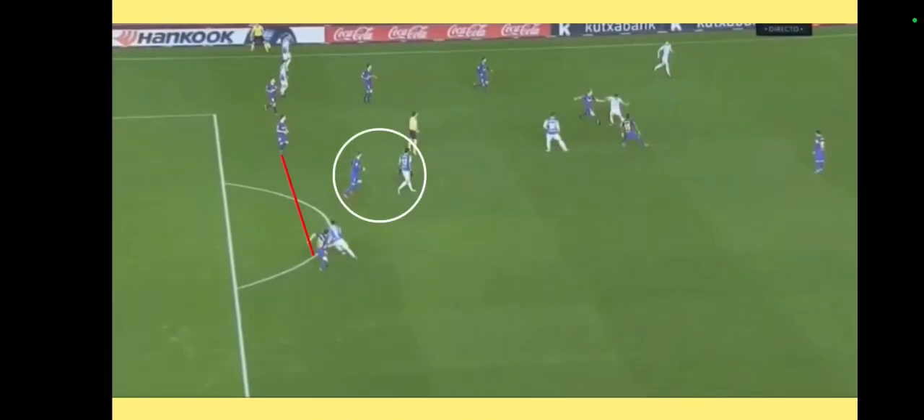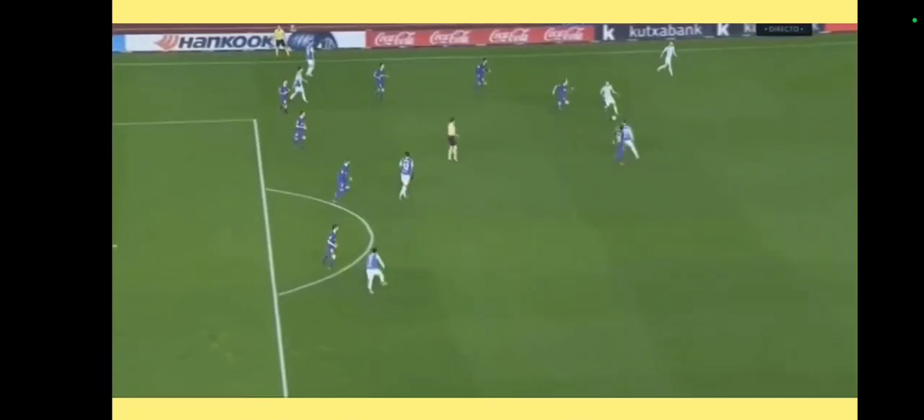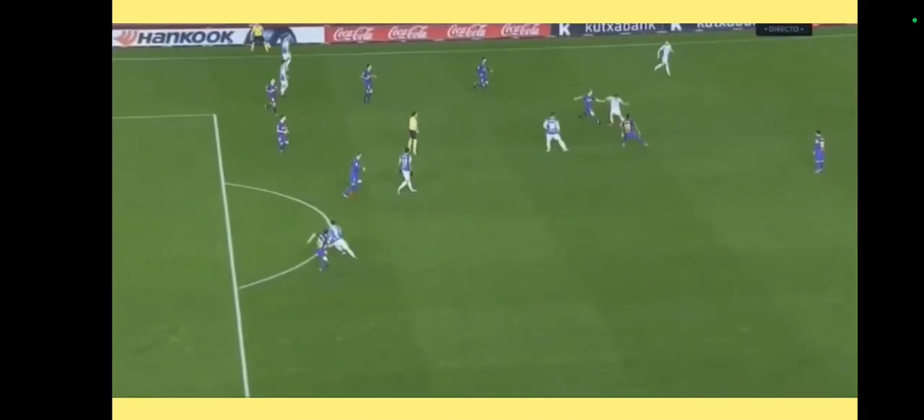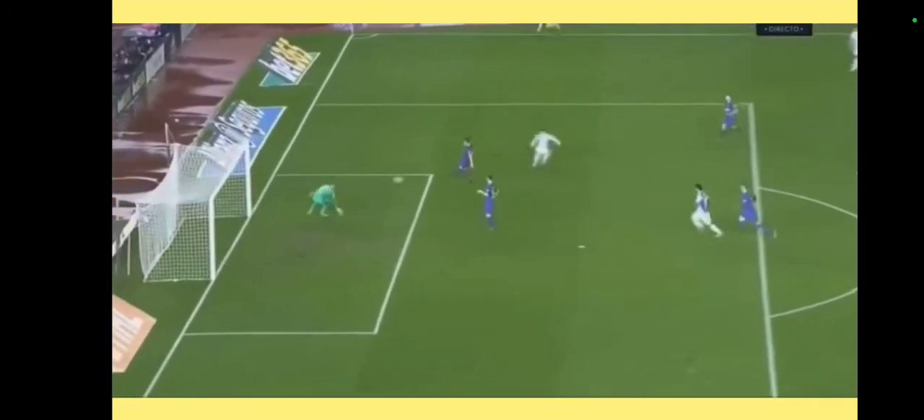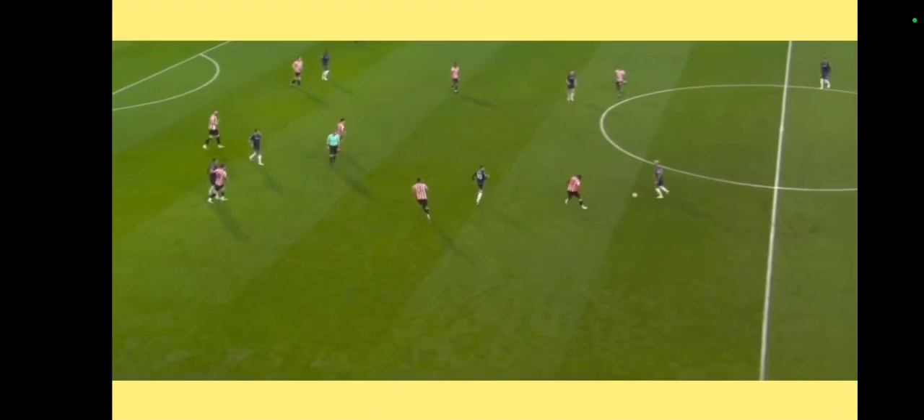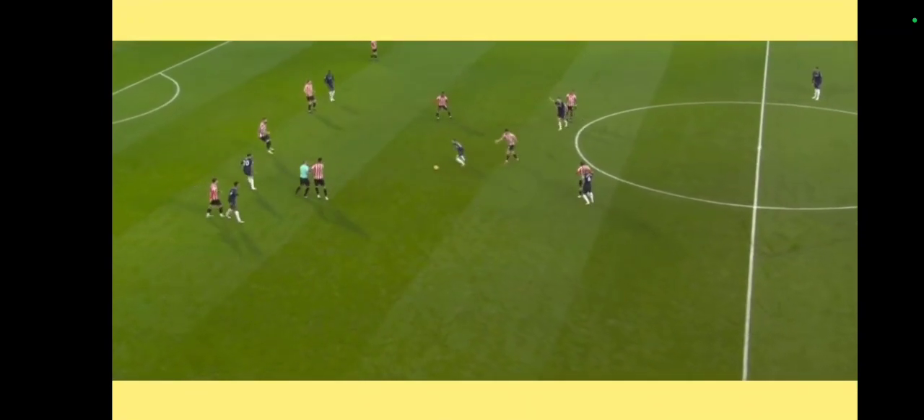Now, this trigger will help you gather the relevant information. In this case, looking to see if any teammates are making this run. Another example to understand the difference between cues and triggers.